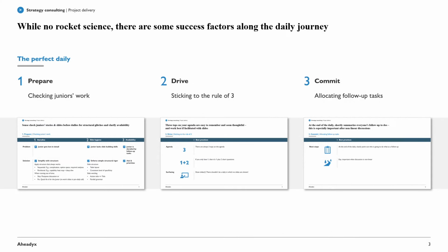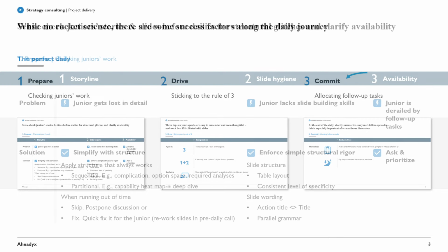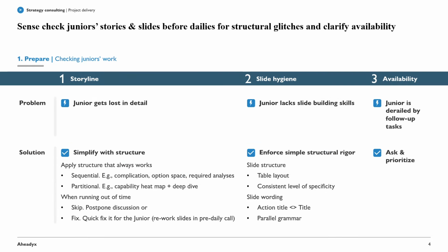So let's have a deeper look into the success factors of the perfect daily. Now here 3 points: prepare well, so check juniors' work before showing in the daily. Second, drive, so stick to the rule of 3 points on the agenda. And third, commit, so properly allocate follow-up tasks. First, we get prepare, that is checking juniors' work.